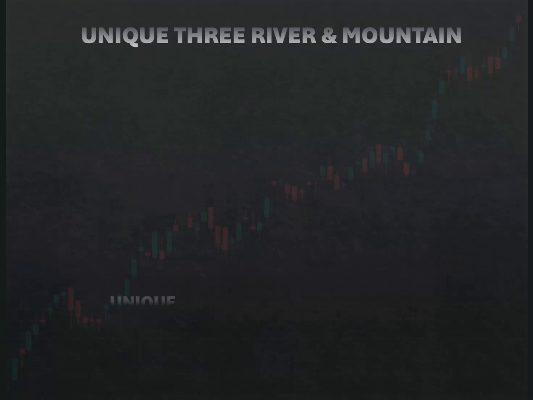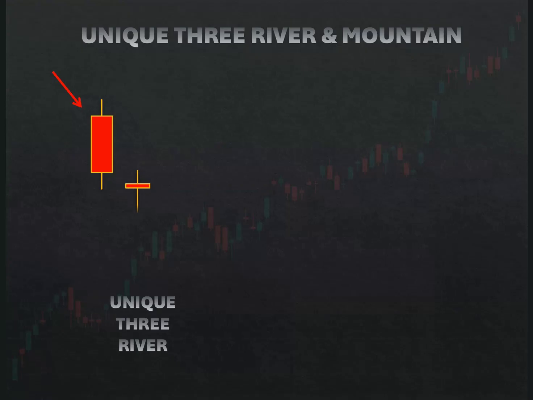Unique 3 river and mountain. Unique 3 river is a bullish reversal pattern. The first long red candlestick reflects the strong bearish pressure, while the second candlestick reflects market indecision as buyers come in and resist sellers, resulting in a very short body. The third one is a green candle, closing below the close of the second candle, indicating the start of an uptrend or reversal.